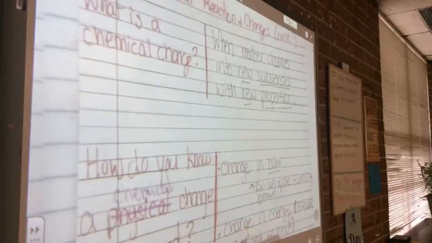Once you make a chemical change, you cannot change the substance back. It is irreversible. Notice I underline new substance with new properties. It's a very important distinction between that and a physical change. On a test, you should be able to be given a scenario where there's been some sort of change, and you should be able to say whether it is physical or chemical.